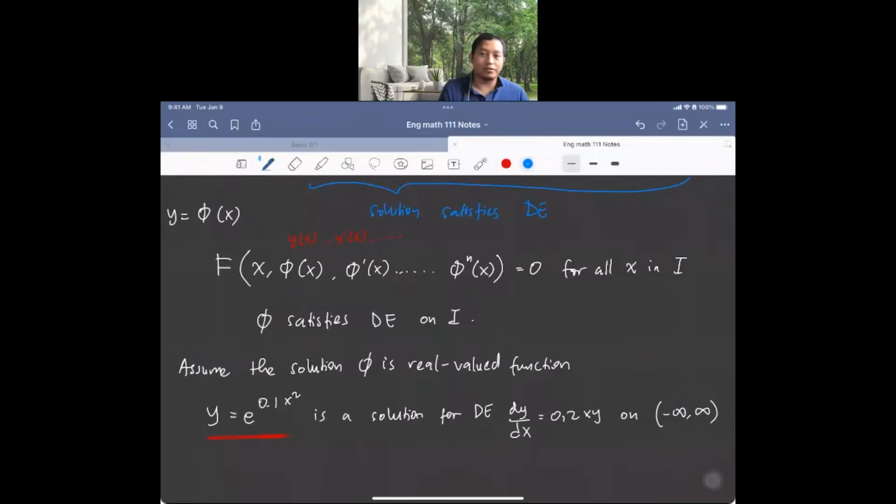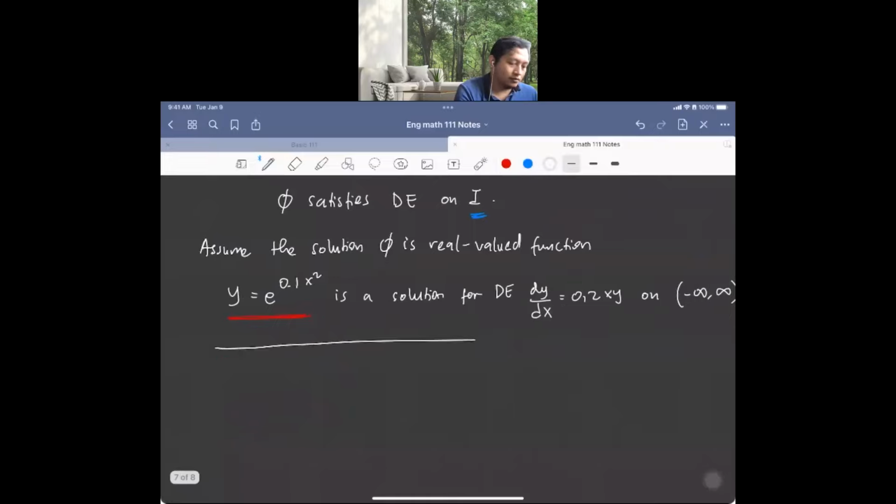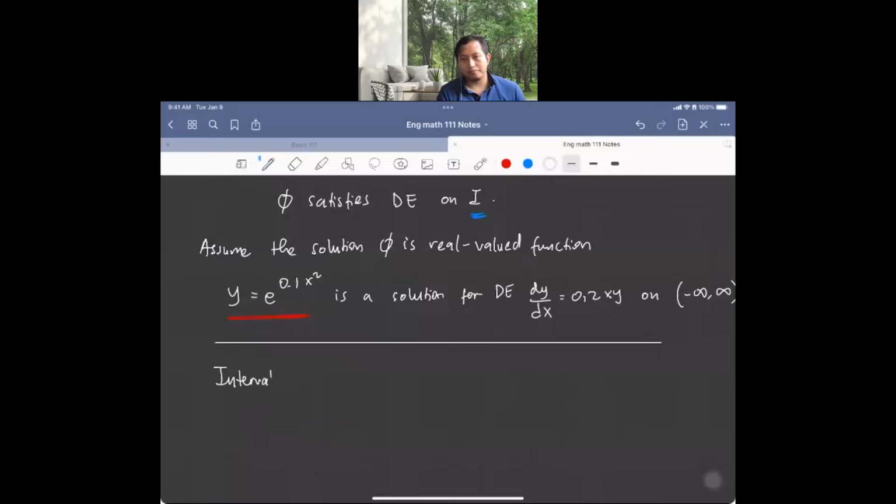Now, because we talk about the interval here, we need to define first, what does this interval mean? We are not able to think about the solution if we are not thinking about the interval. So we need to define in which interval this solution can be defined. We are going to have what we call the interval of definition.